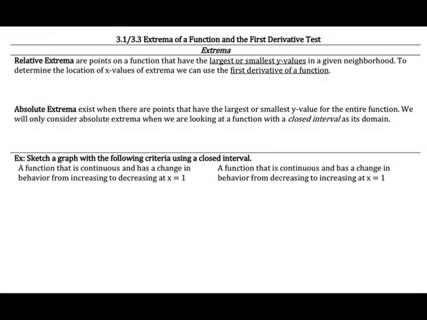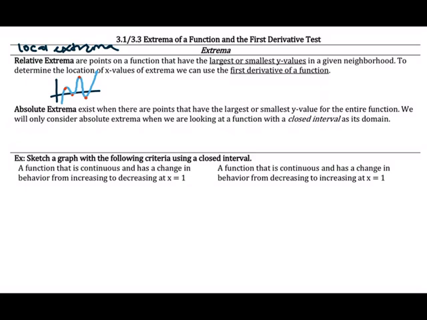So, what are extrema? Relative extrema are points on a function that have the largest or the smallest y values in a given neighborhood. So these are also called local extrema. You may see that in a textbook. And what we're basically saying is if I have some function, there are different points on the function where there are like little peaks and valleys.